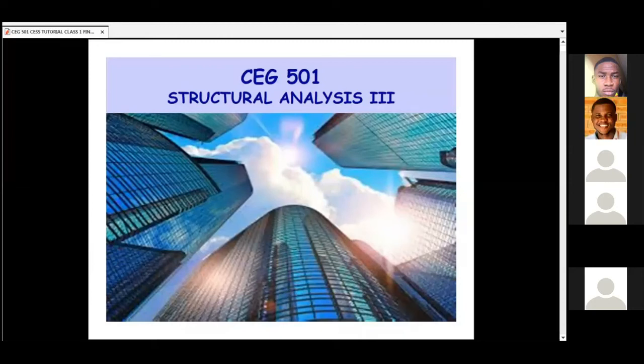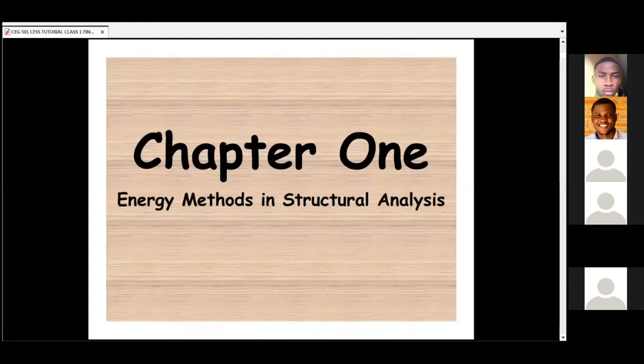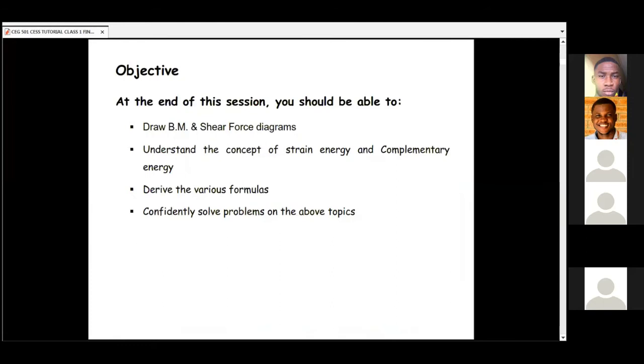Good morning, everybody. So today we are going to be talking about CEG 501, Structural Analysis 3. We are starting with the very first topic, which is energy methods in structural analysis. This is the objective of what we want to achieve at the end of this session.